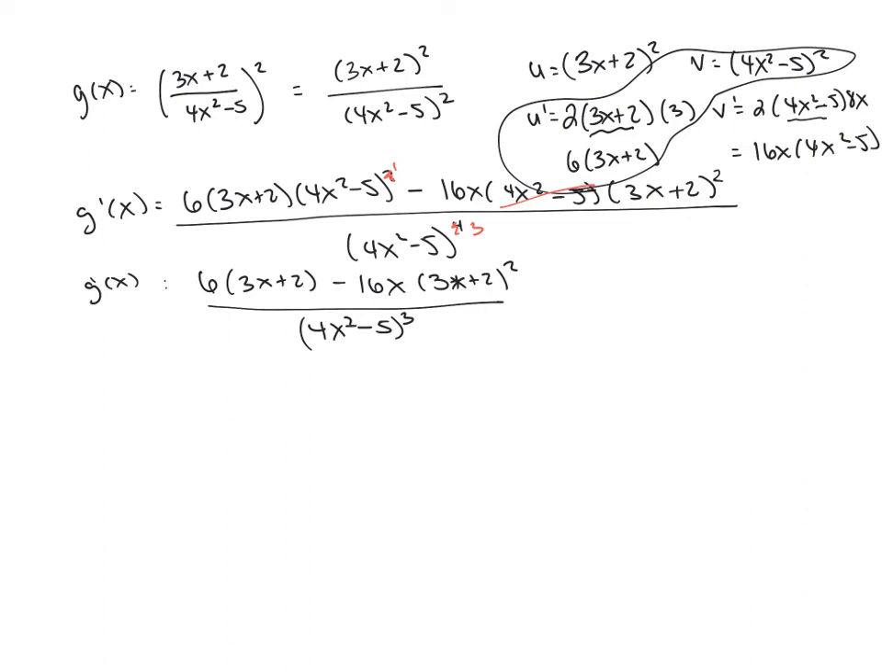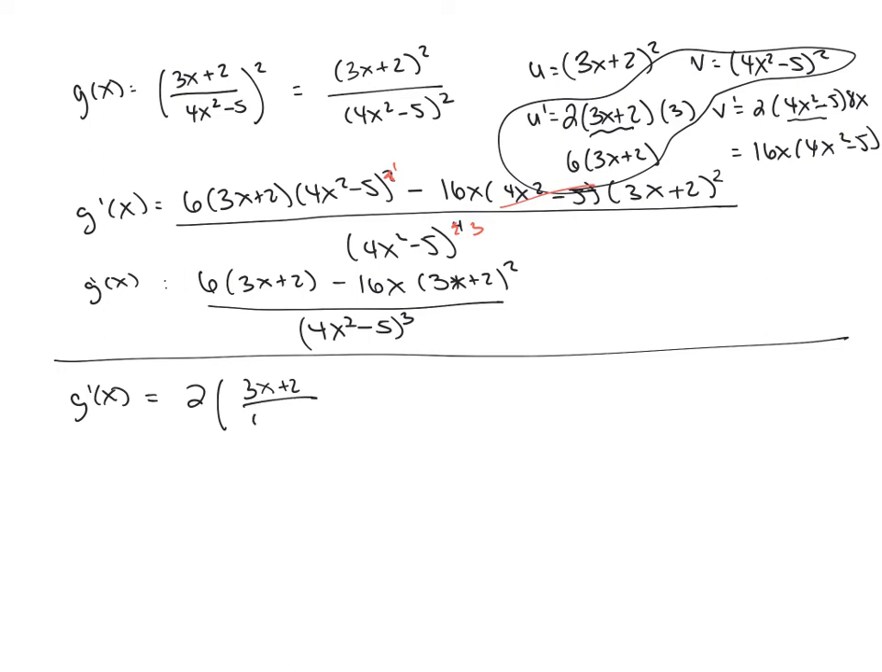Now let's do it the other way. I could have done the chain rule first. So I could have said g prime of x is going to be 2 times 3x plus 2 over 4x squared minus 5 to the first power, and then I have to multiply by the derivative of the baby. So I need to take the derivative of this baby on the inside, which is going to be my u and my v.